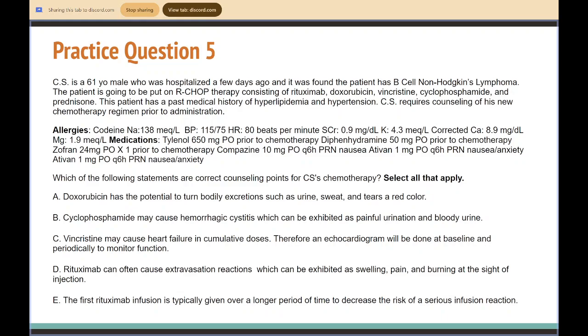Choice A, doxorubicin has a potential to turn bodily excretions such as urine, sweat, and tears a red color. Choice B, cyclophosphamide may cause hemorrhagic cystitis, which can be exhibited as painful urination and bloody urine. Choice C, vincristine may cause heart failure in cumulative doses. Therefore, an echocardiogram will be done at baseline and periodically. Choice D, rituximab can often cause extravasation reactions, such as swelling, pain, and burning at the site of injection. And choice E, the first rituximab infusion is typically given over a longer period of time to decrease the risk of a serious infusion reaction.